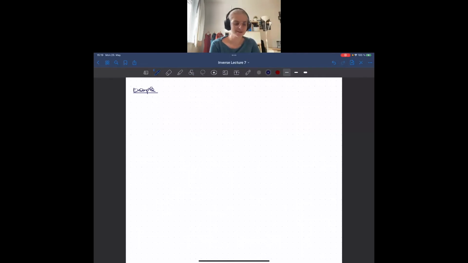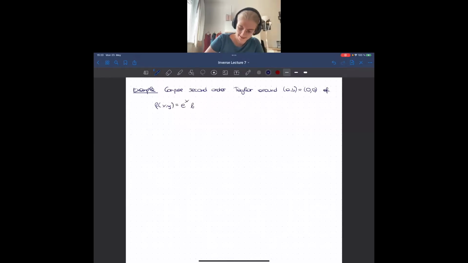Let's do an example. So we would like to compute a second order Taylor expansion of a function I will design in a second around the specific point 0. And we define the function as e to the x times the logarithm of 1 plus y.